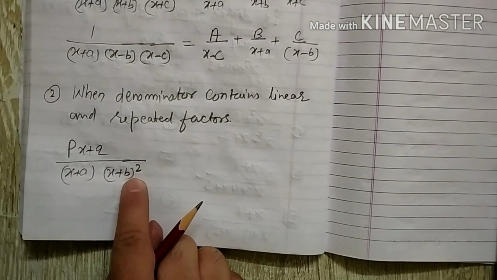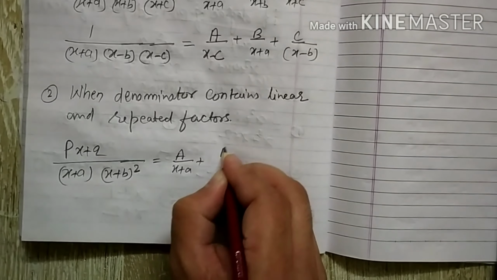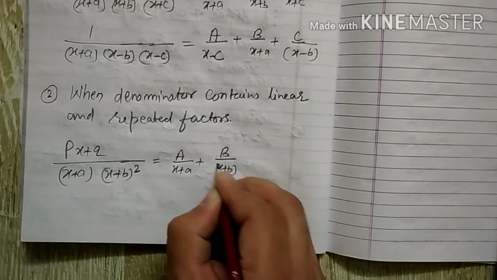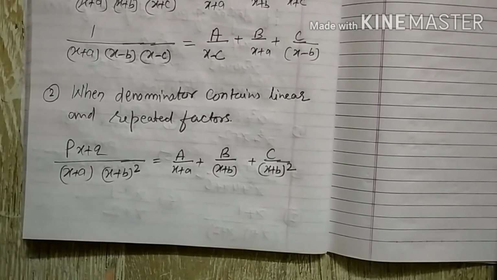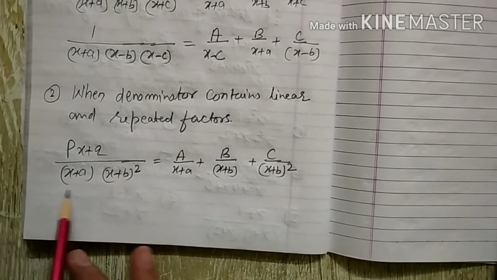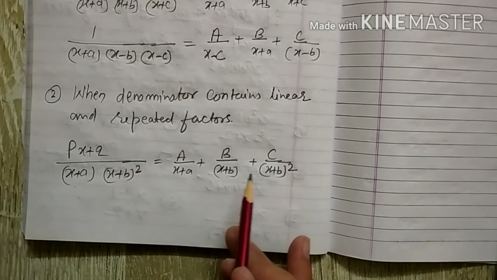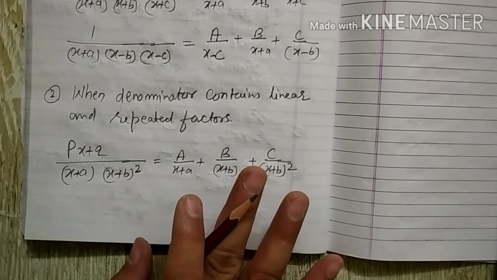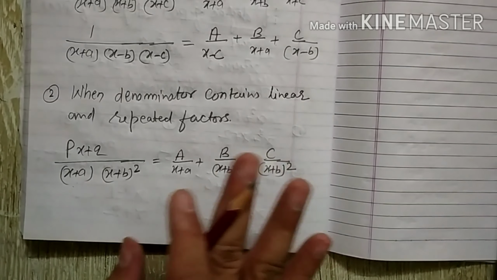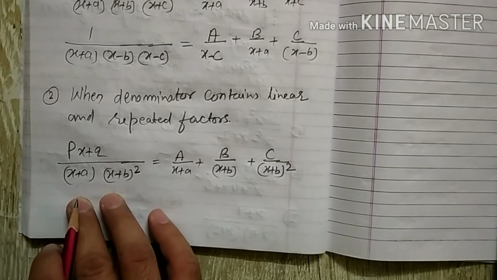I hope you are understanding the concept of repeating. So we can write A upon x plus a, similarly B upon x plus b, and C upon x plus b whole square. How many factors were there in the denominator? 3 factors were there, so we split into 3 partial fractions. As I told you earlier, the number of partial fractions is based upon the number of factors present in the denominator.